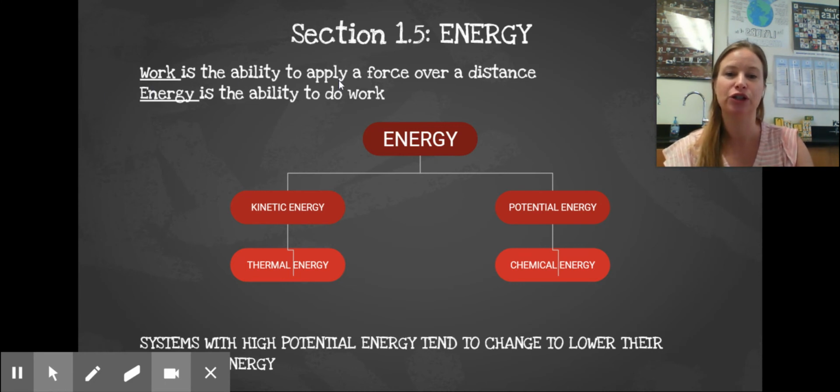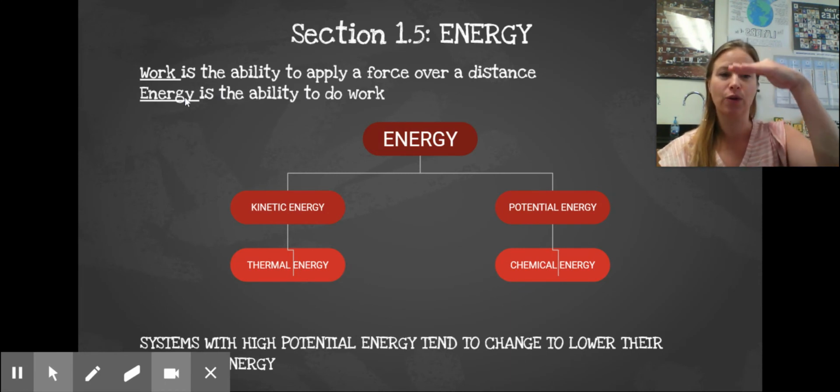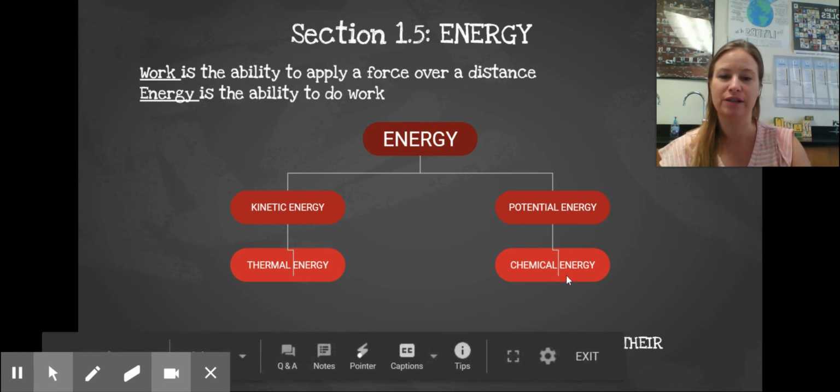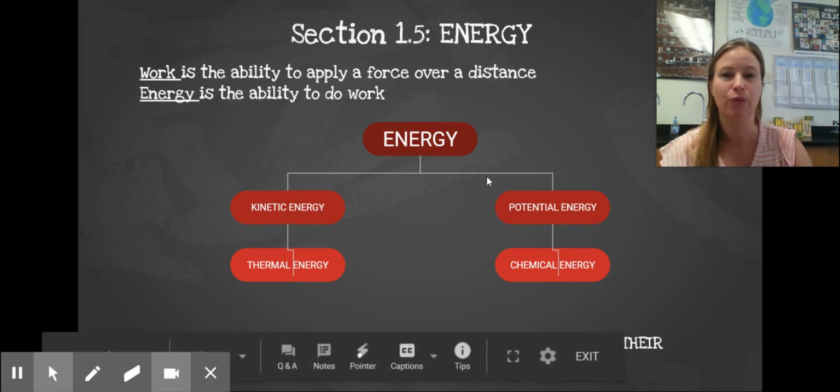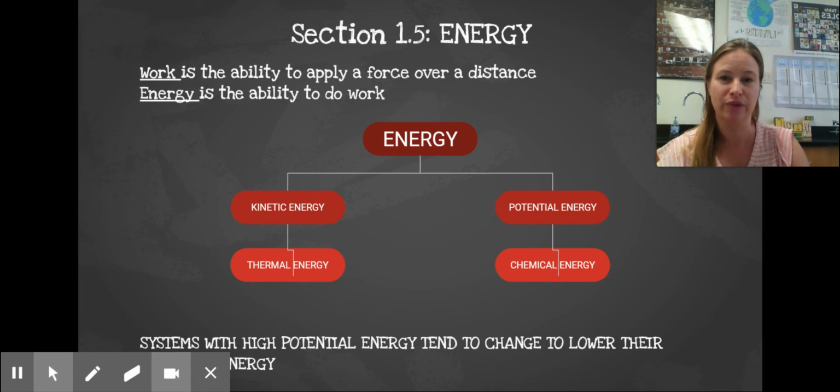Energy is the ability to do work. So the molecules have energy, and that's why they can cause that piston to rise or fall. Energy in chemistry is mostly focused on these two things down here. We can break down energy into two different types: kinetic energy, which is the energy of motion, and potential energy, which is the energy as it relates to position of something.